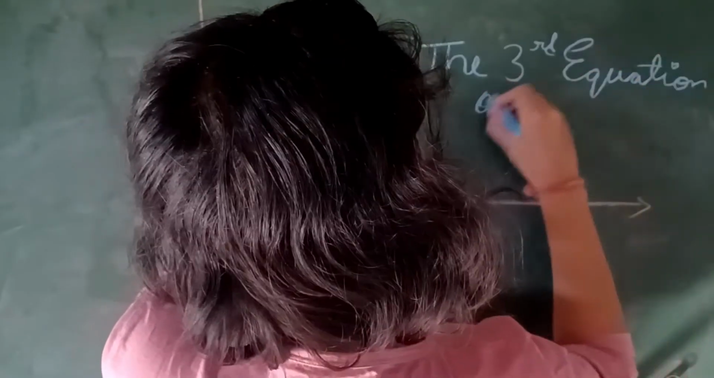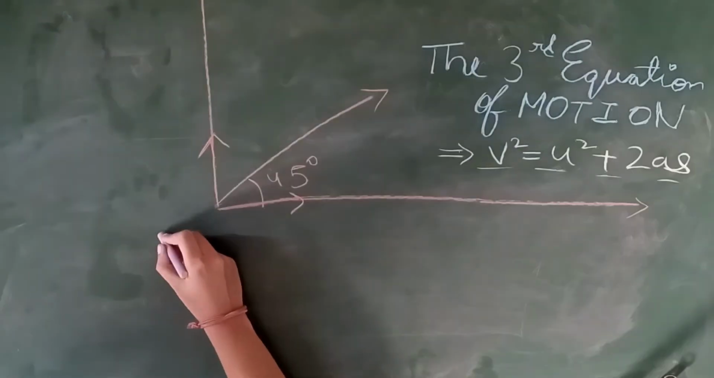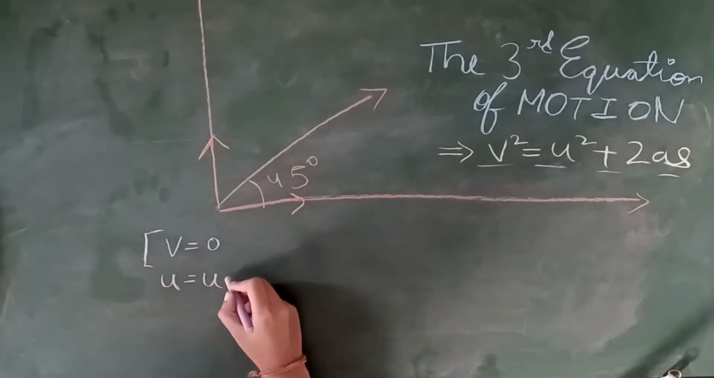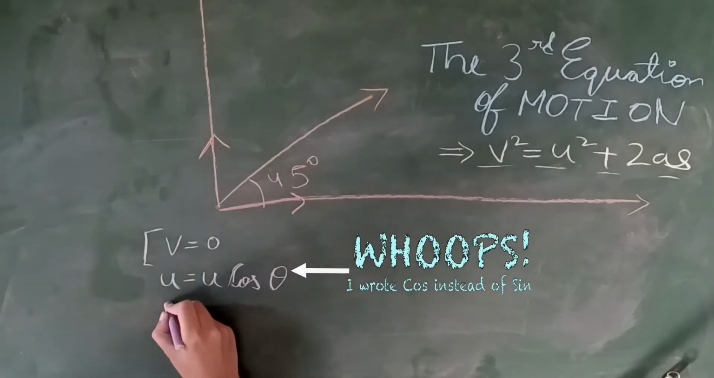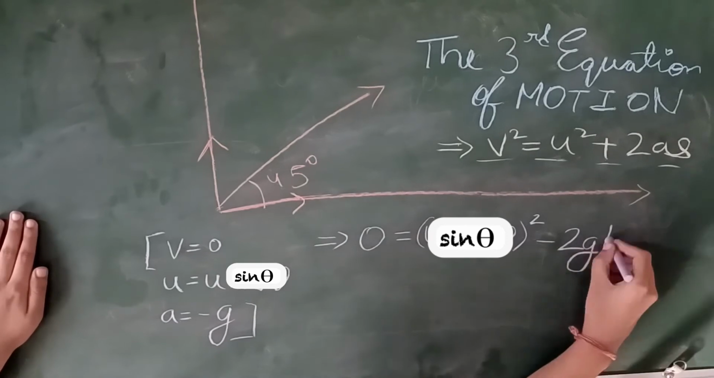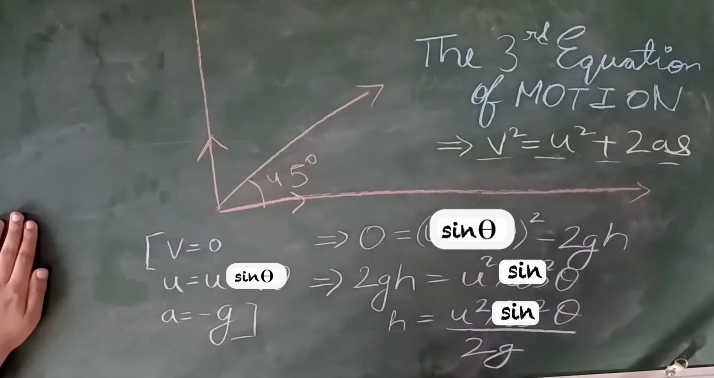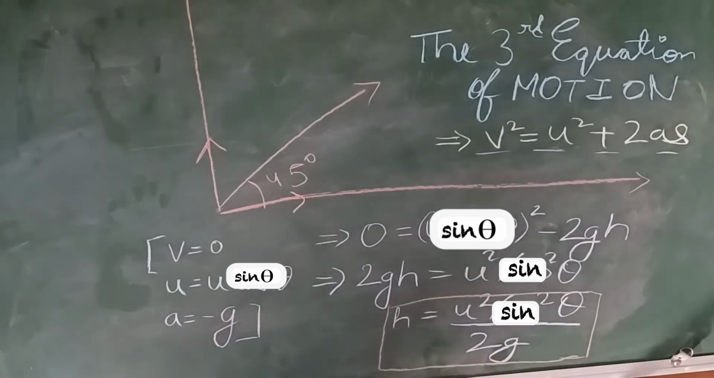For height, we use the third equation of motion. v square is equal to u square plus 2as. Placing the values, v equals 0, u sine theta, and minus 2gh. Well, because the motion is against gravity, a negative sign is used. Eventually, after simplifying, the final equation is h is equal to u square sine square theta divided by 2g. This was to find the maximum height.